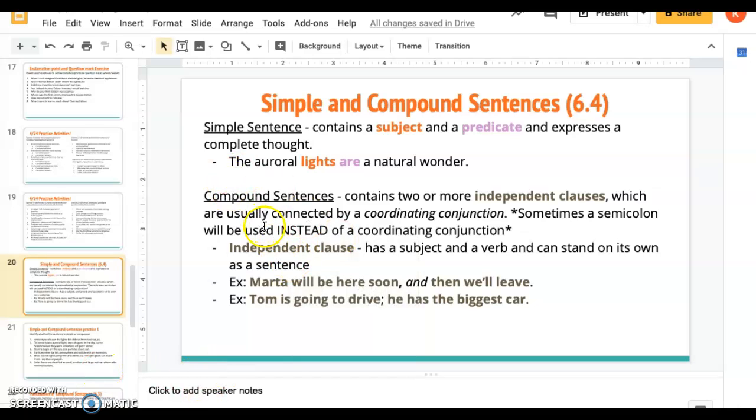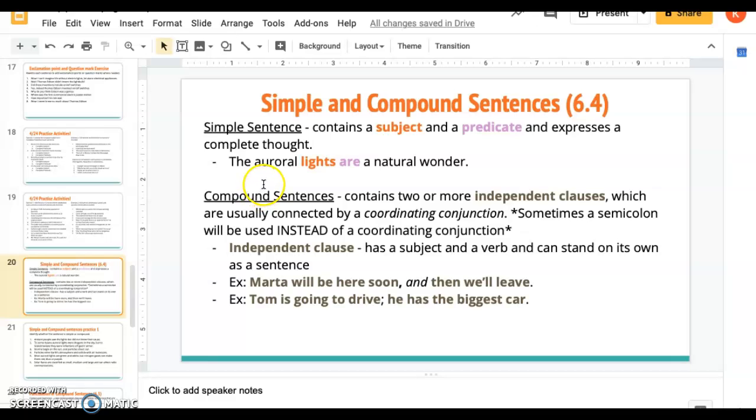So we are going to start talking about simple and compound sentences as well as how to punctuate a compound sentence, okay? So the first thing I want you to notice is the difference between a simple sentence and a compound sentence. A simple sentence is a subject, a predicate, and a complete thought, right? The auroral lights are a natural wonder. It's a complete thought. It's about one thing, the auroral lights and how they are a natural wonder. Just one thing, right? One subject, one predicate.